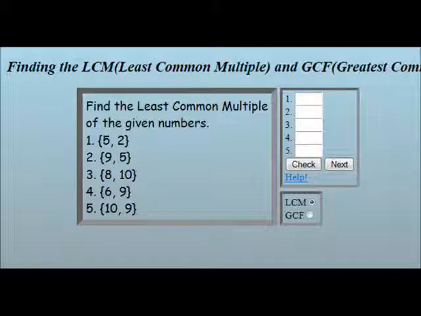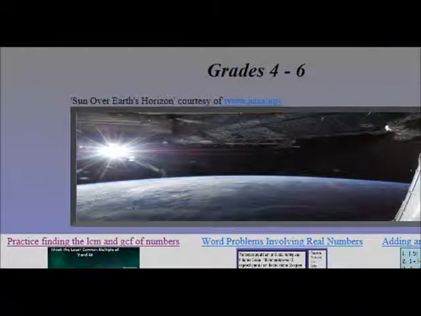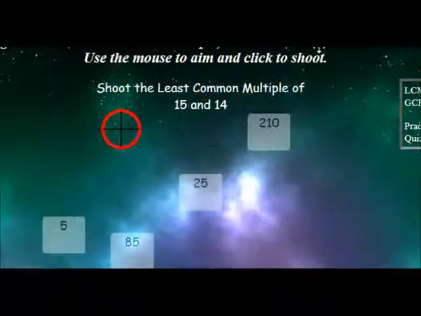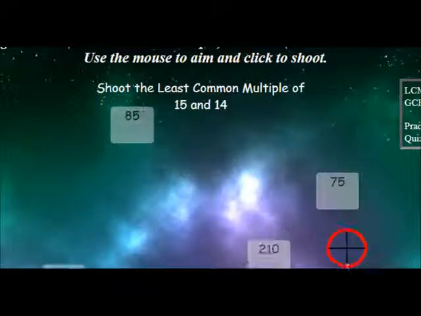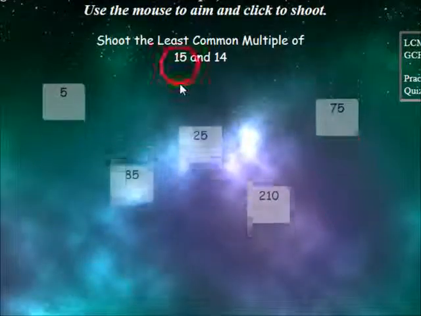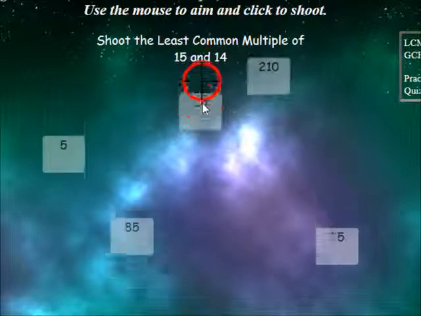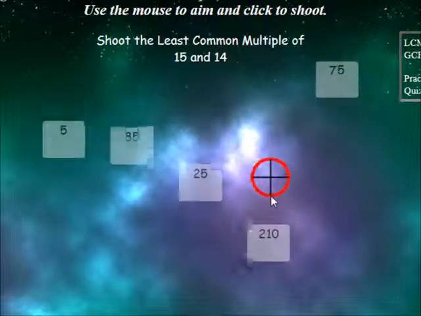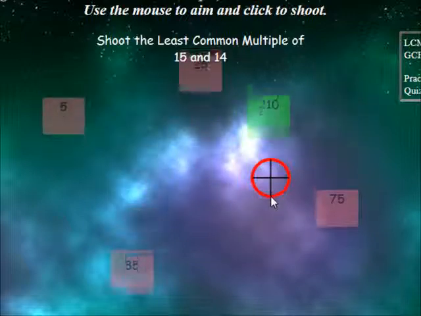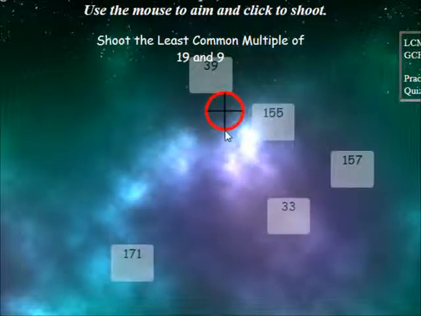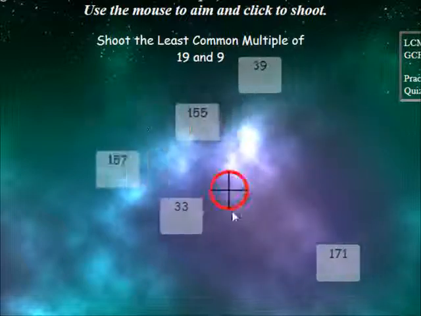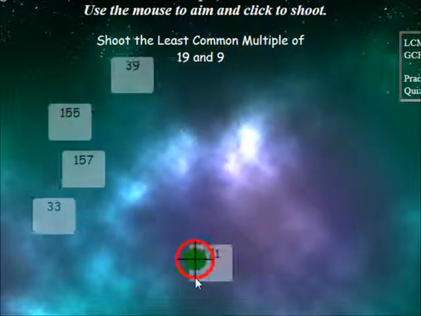Or if you really want to, you can go to the other tutorial right here, and you have a little game that we set up where, given 2 numbers, you find the least common multiple of those 2 numbers. So in this case, 15 and 14, the least common multiple, of course, is 210. For 9 and 19, that would be, I think, 171.